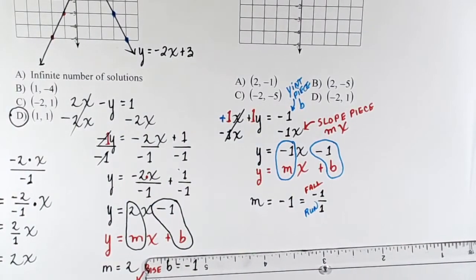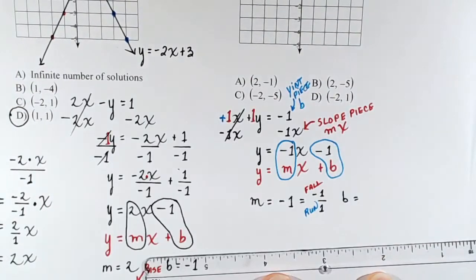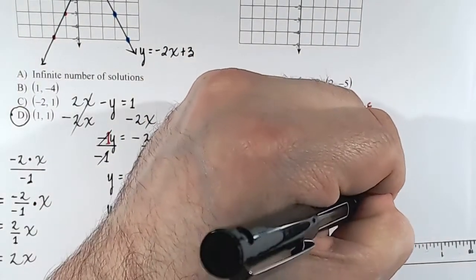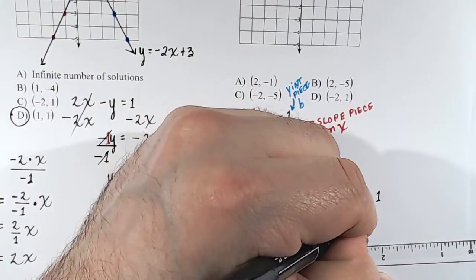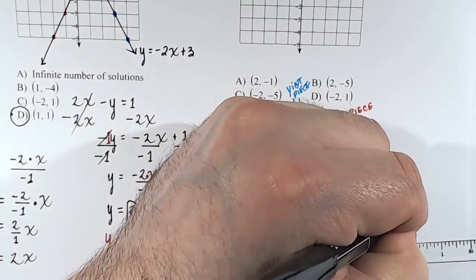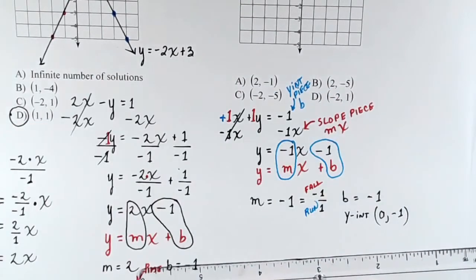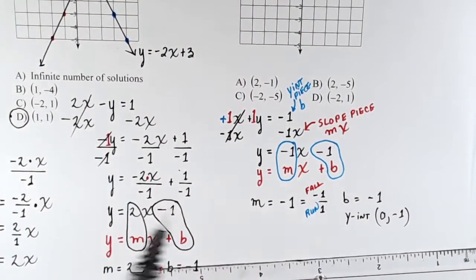So I fall 1 and run 1. My b value, my y-intercept value, is negative 1. This means that the y-intercept is located at 0, negative 1. So I can go plot that coordinate and then use that point and fall 1 and run 1.